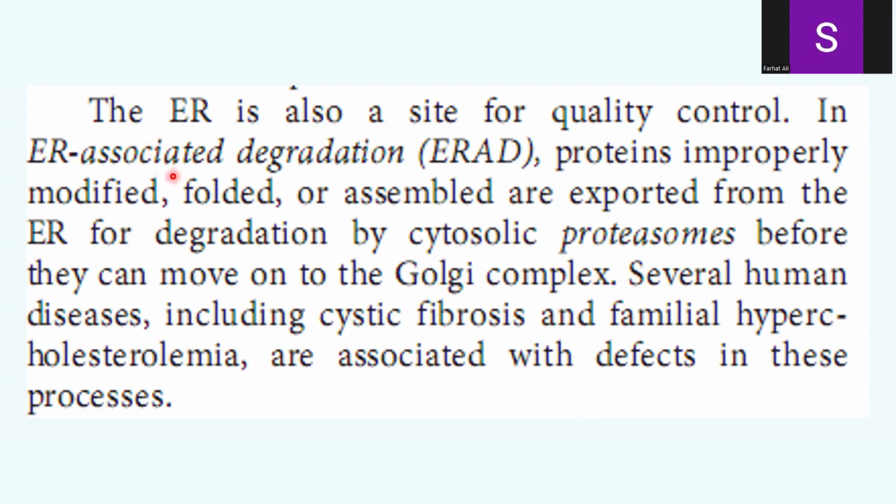So the ER is also a site of quality control. If proteins are improperly folded, misfolded, or not properly assembled, then they are exported from the ER for degradation by the proteasome. This process is called ER-associated degradation. If the process does not take place properly, then misfolded and improperly formed proteins will accumulate in the cell, and they can lead to diseases like cystic fibrosis, hypercholesterolemia, and other diseases as well.